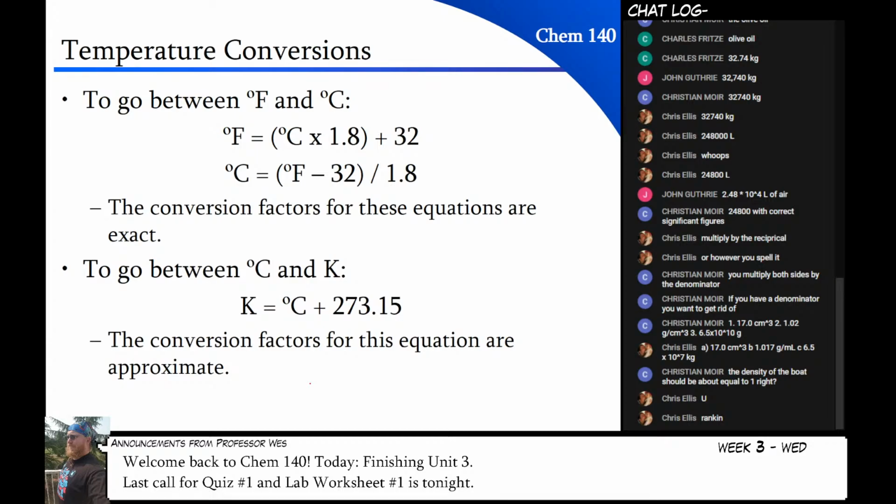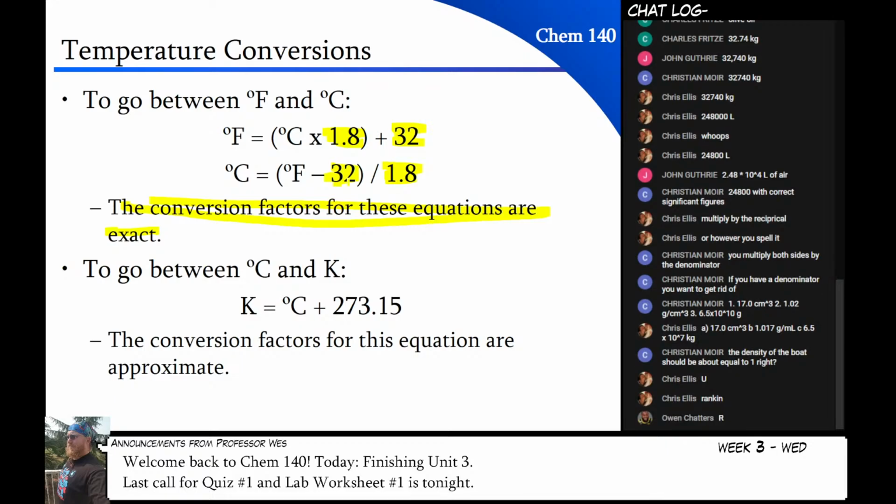Here are the formulas for Celsius and Fahrenheit and how to interchange between them. And the most important thing to note here is that these conversion values are exact for Fahrenheit and Celsius. And the reason for that is because we are looking at this 1.8 here and this 32, and that the 32 is just the offset. At 0 degrees, or at the freezing point of water, Fahrenheit is 32 higher than Celsius. And then each Celsius is 1.8 Fahrenheit. So that's where the 1.8 comes in.